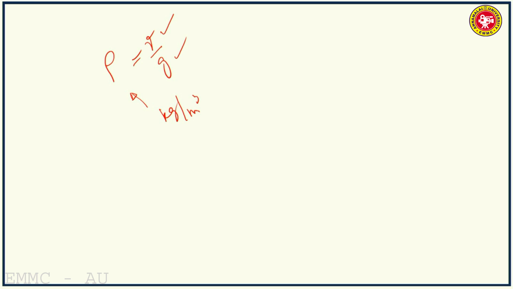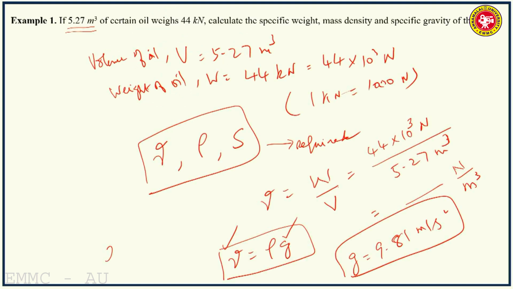So this is kilogram mass. Gamma is in Newton per meter cube. G is in meter per second square. So this should be in Newton per meter cube. So we get rho. Okay.